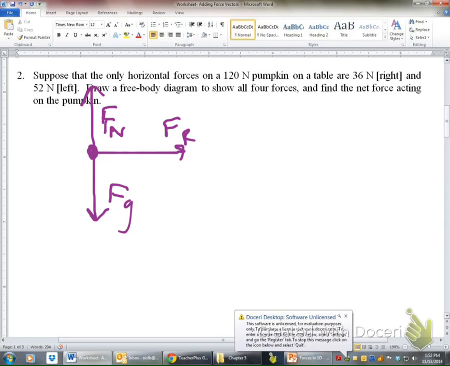We can just call it F right because we have two applied forces here. We have some applied force to the left. According to the values given for these left and right forces, which of these arrows should be longer than the other? The leftward force should be longer than the other. So I need to make my rightward force a little shorter.